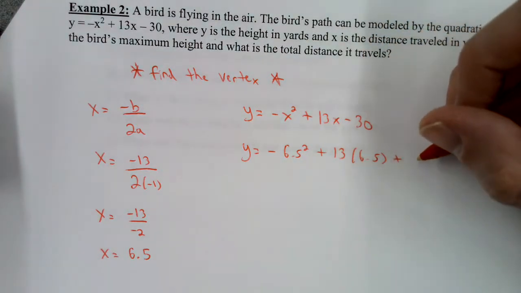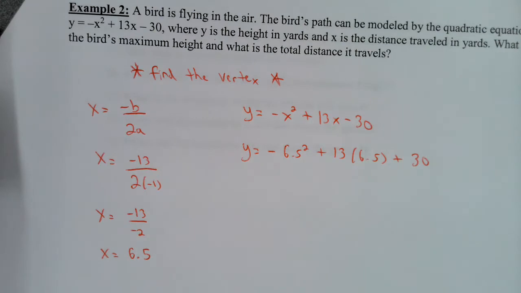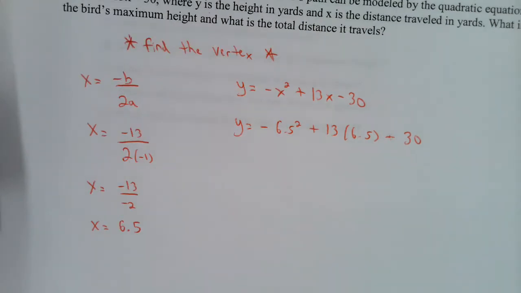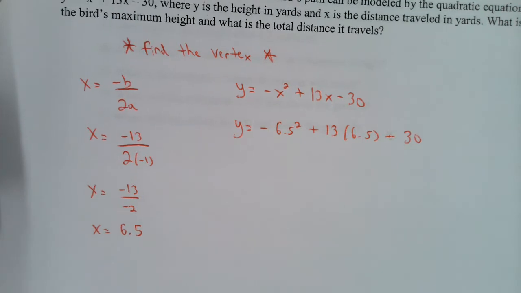And this is going to be a little tricky. That should be minus 30. Let me fix that really quick. Okay, there we go. Now we have a little bit of an order of operations situation going on here, okay?